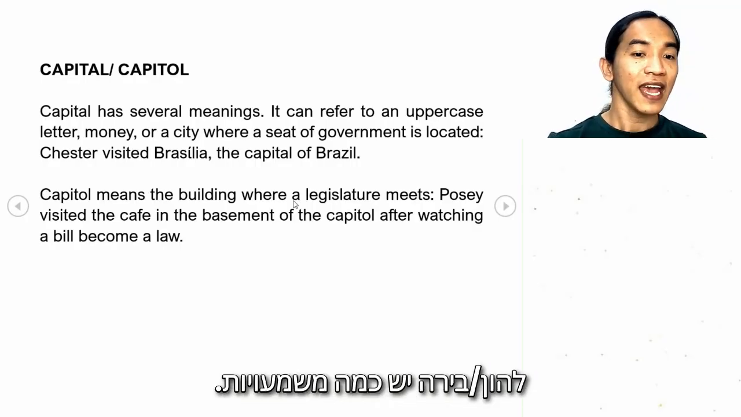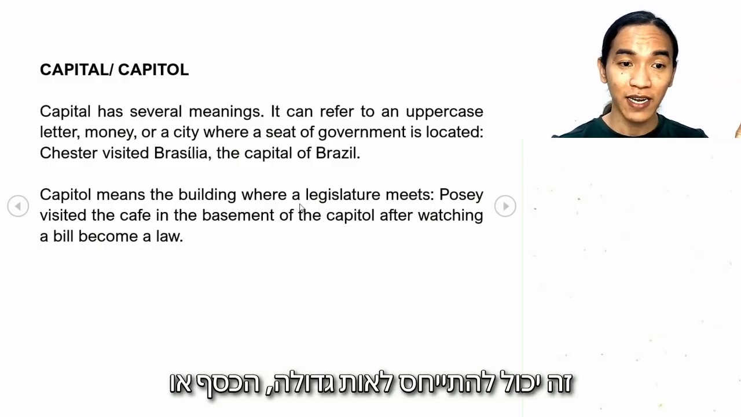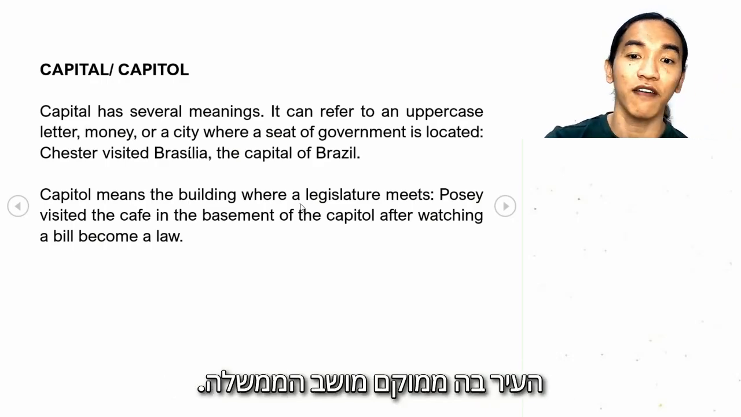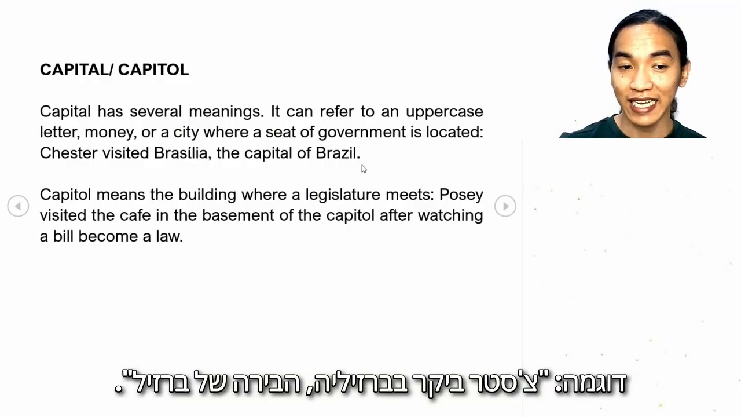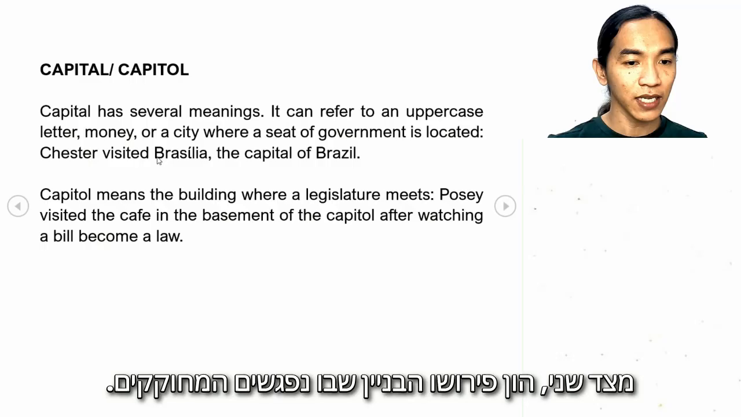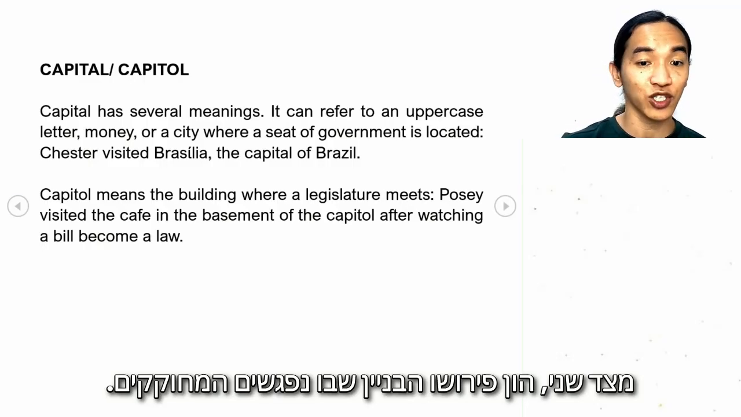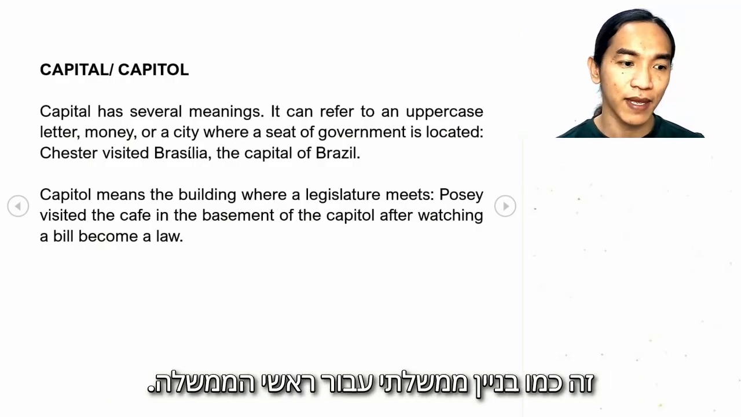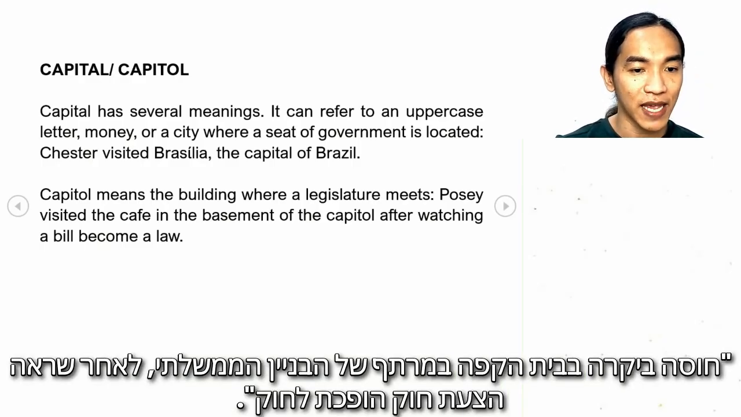Next one, we have capital and capitol. Capital has several meanings. It can refer to an uppercase letter, money, or the city where the seat of government is located. Example: Chester visited Brasilia, the capital of Brazil. On the other hand, capitol means the building where a legislature meets, okay? It's like a government building for the government leaders. Posey visited the cafe in the basement of the Capitol after watching a bill become a law.